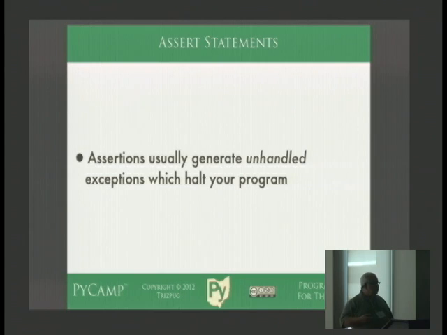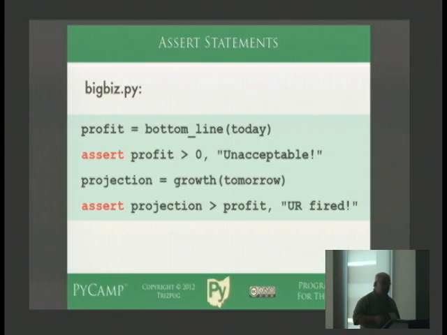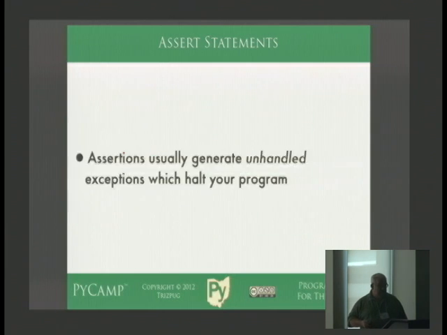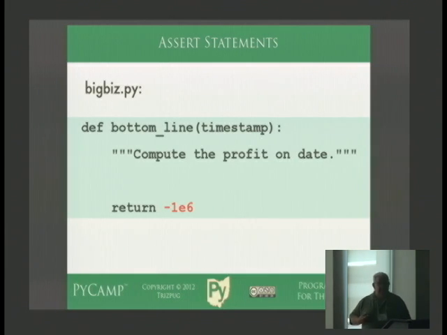And assertions usually generate some unhandled exception, and that will normally cause your program to halt. So anytime we're executing this code right here, the first assertion that is shown to be false is going to stop this Big Biz program. All right, so furthermore in Big Biz, we need to implement the bottom line and the growth function. And it's not really important to the person testing the code how these things are implemented. They're just going to simply test whether we think that these functions are doing what we expect them to do.